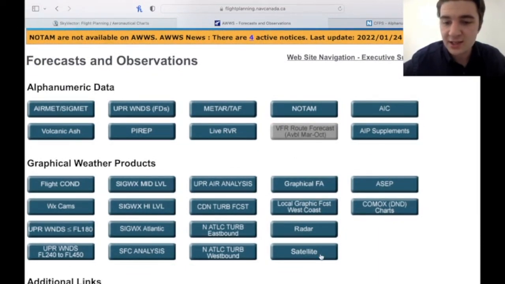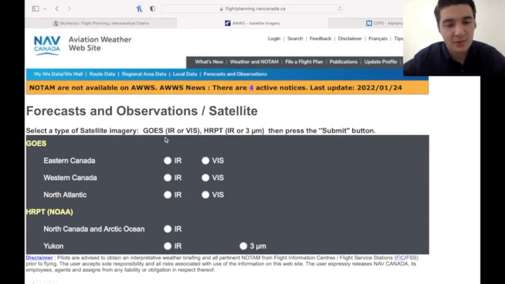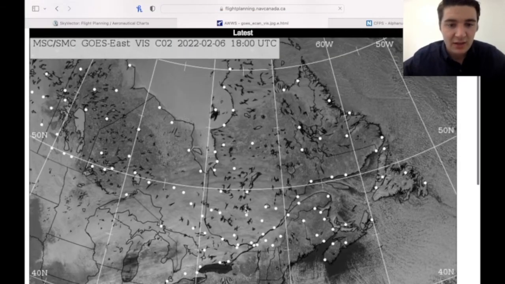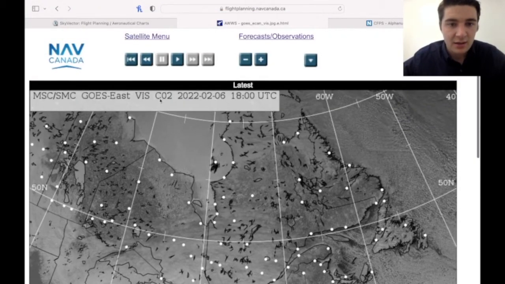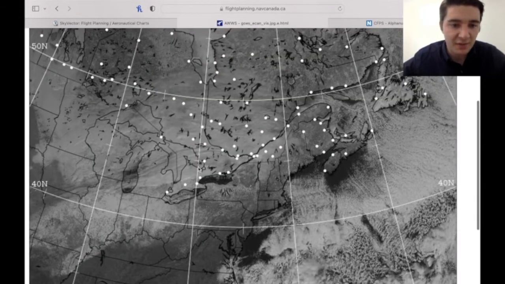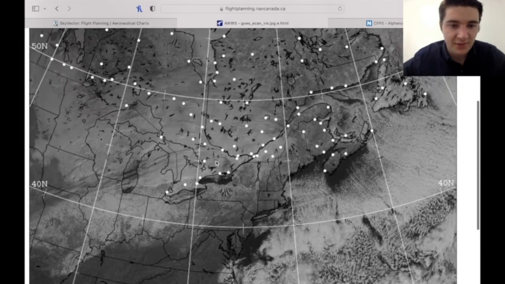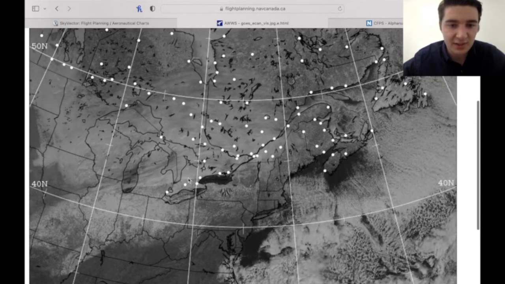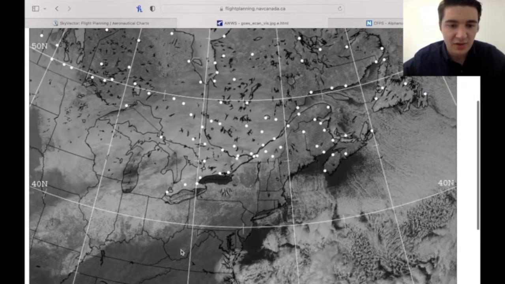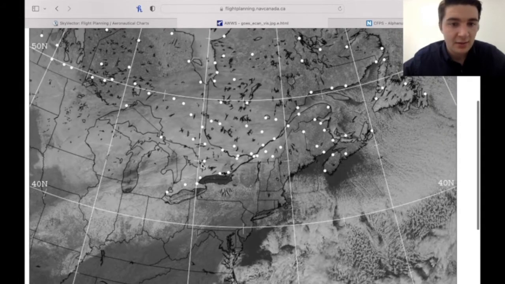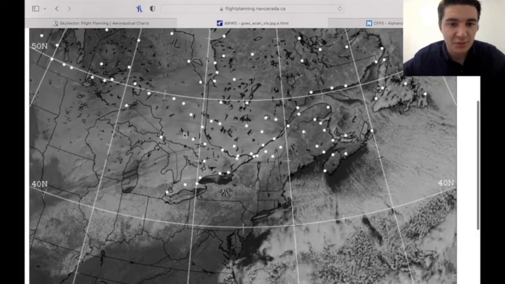If we look at the satellite, we can look at Eastern Canada. The visible satellite's going to show us current cloud cover. And we'll just play this. It's going to go through the time and we'll be able to see the movement of the cloud. So fairly stationary, but you can definitely see we have lots of cloud cover along our route. Nice clear skies to the south in the States, but here's our low pressure moving in.